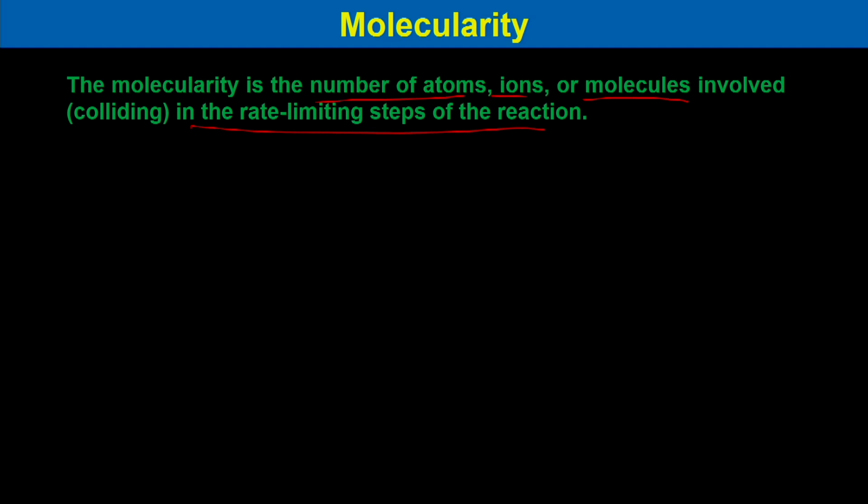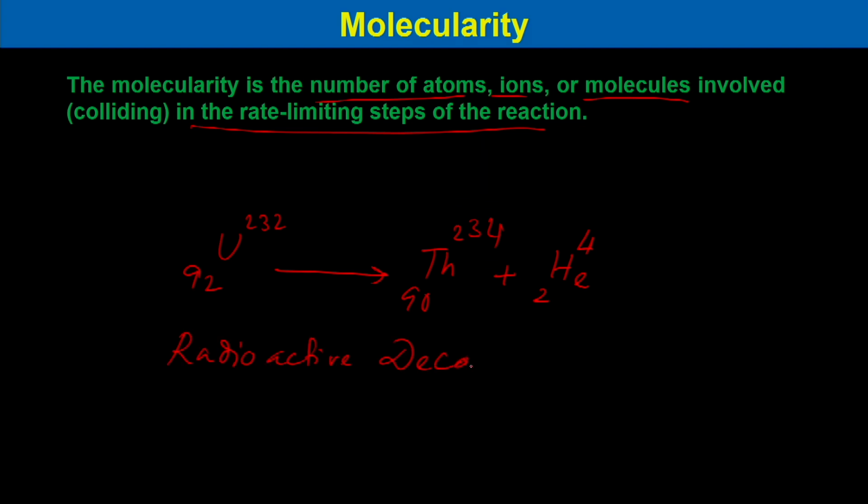One common example of a unimolecular reaction is the conversion of uranium to thorium and helium. So, this is a reaction of radioactive decay, and this reaction is spontaneous in nature.